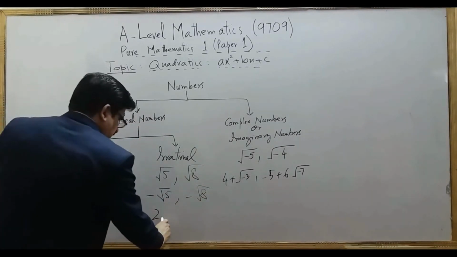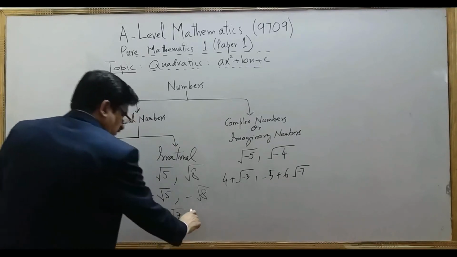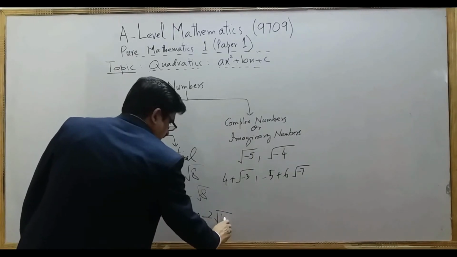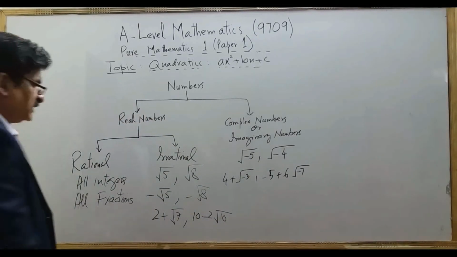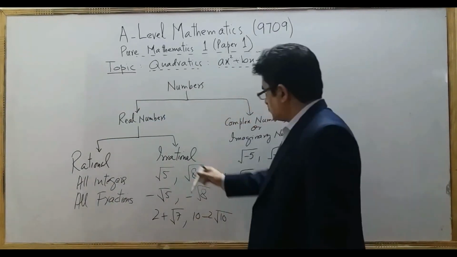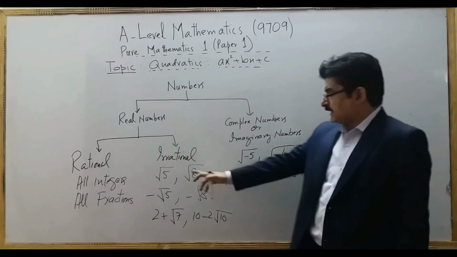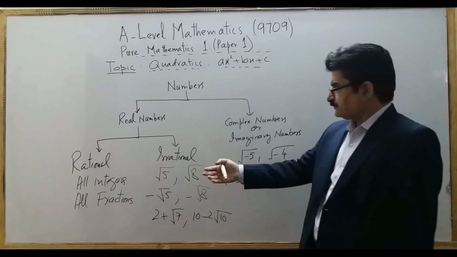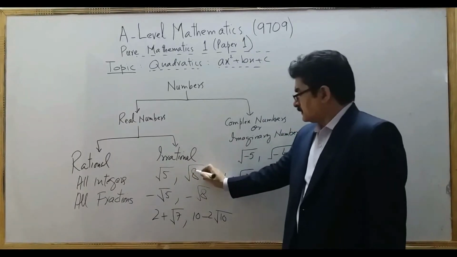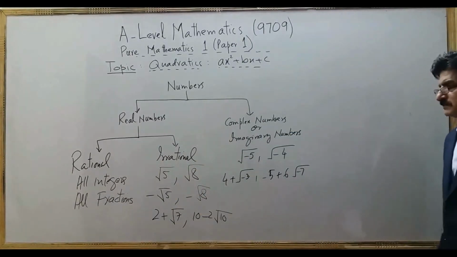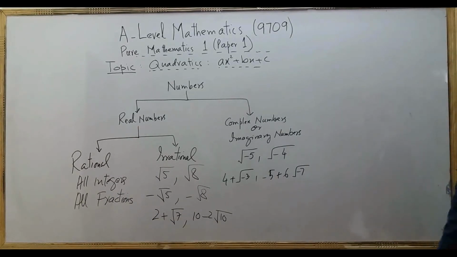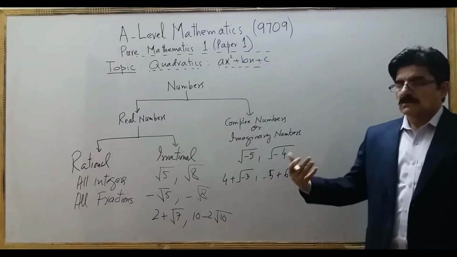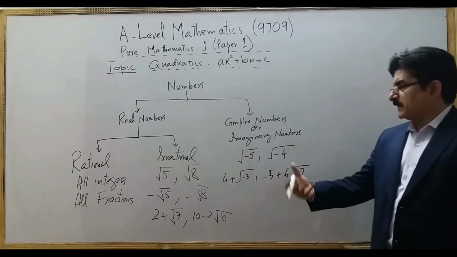The numbers like this, 2 plus under the root 7, 10 minus 2 under root 10. These are real numbers, but these are irrational numbers. We can find their values using a calculator and we can round them. These are numbers which we calculate approximately from a calculator according to the requirement or situation, up to 3 significant figures, 4, 5.